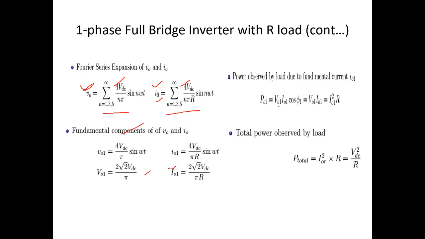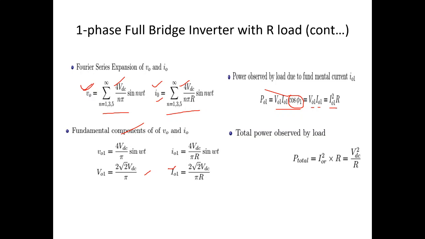Power delivered to the load due to only the fundamental component is equal to V01 into I01 into cos pi. So cos pi is equal to 1, so the displacement factor is equal to 1 for a resistive load. Voltage and current are going to be in phase for any component, any harmonic in fact. So for the fundamental also, cos 0 is equal to 1. So it is the RMS value of output voltage into the RMS value of output current for the fundamental components only, which is the same as the fundamental current flowing through the load squared into the resistance value.